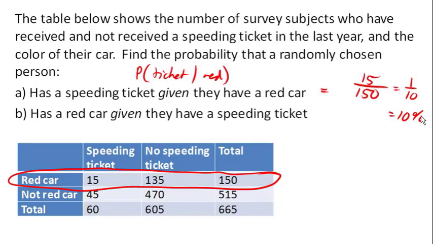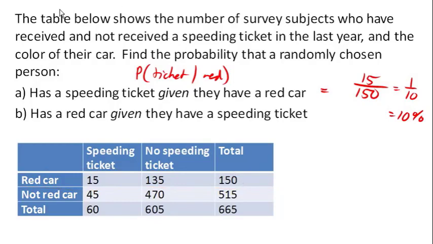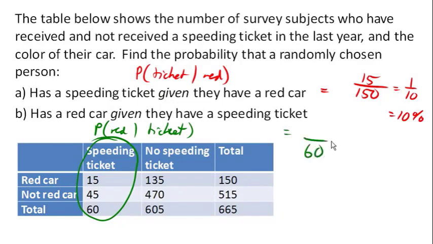Now, a different question is, what's the probability that they have a red car given that they have a ticket? This is not the same thing, because now we're limiting ourselves to these 60 people. We have 60 people total who got a speeding ticket. How many of them had a red car? 15 of them had a red car. So 15 out of 60, or 1/4, or 25%, of people with a speeding ticket had red cars. These are the conditional probabilities, and it is important to notice that the order does matter. It does matter which piece of information you're being given.